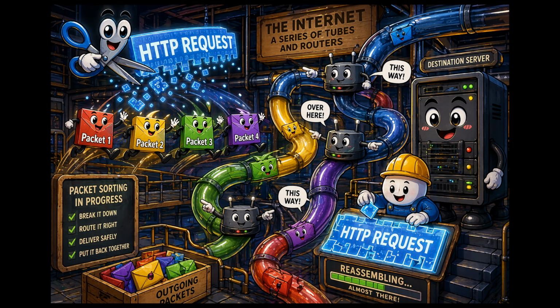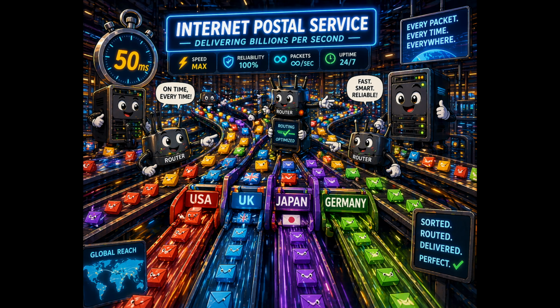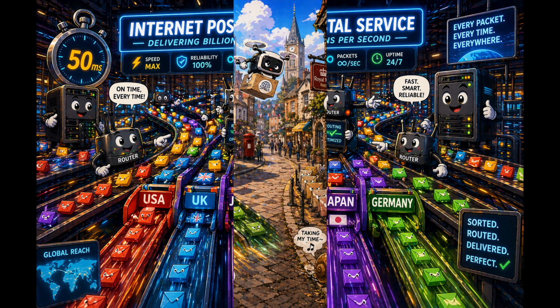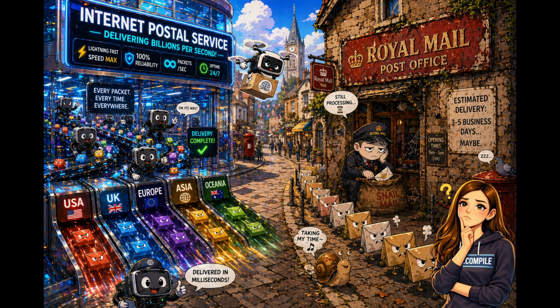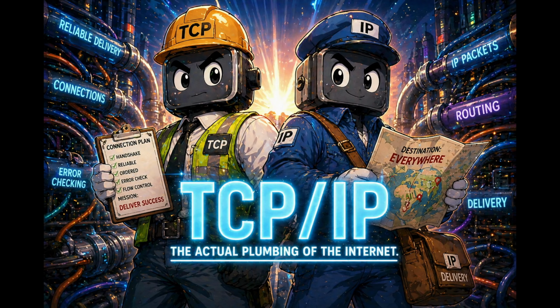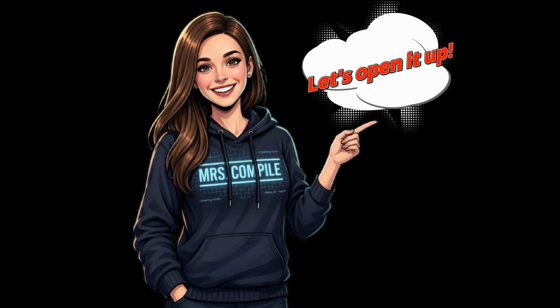It doesn't fly. It doesn't teleport. It gets broken into tiny pieces, put into digital envelopes, and sent through a chain of routers and cables until it arrives. Then gets reassembled at the other end. It's a postal system. And honestly, Royal Mail could never. This is TCP and IP. And it's the actual plumbing of the internet. So, let's open it up.